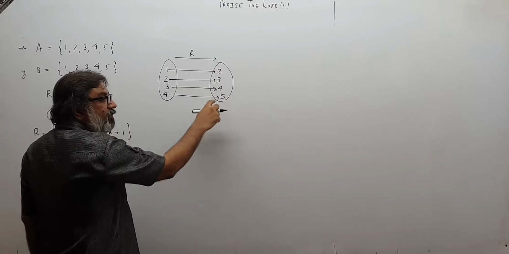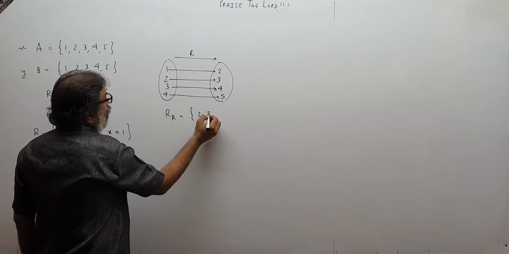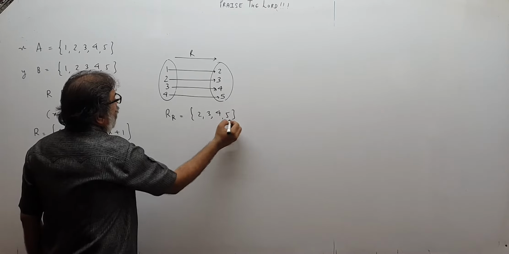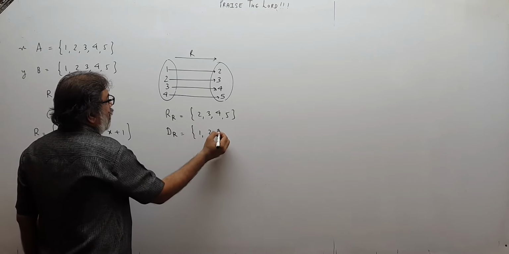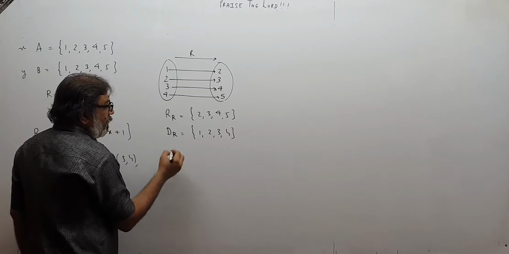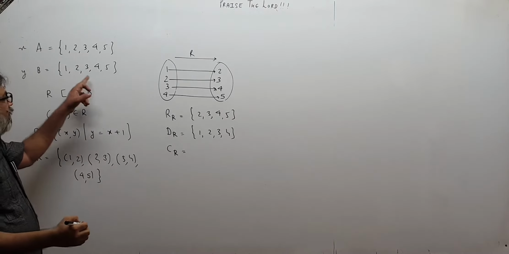I told you these are images. So the range of the relation will be {2, 3, 4, 5}. The domain of the relation will be {1, 2, 3, 4}. The codomain of the relation will be the second set {1, 2, 3, 4, 5}.